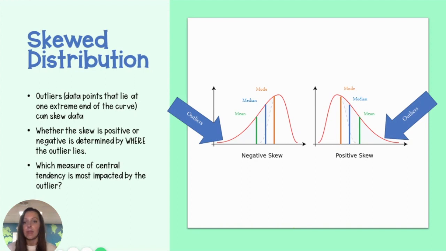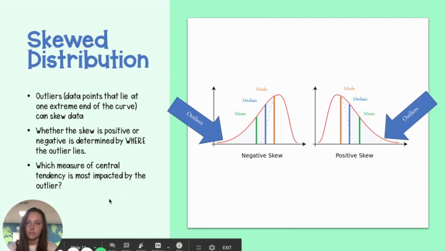That's going to make everything look different. It's going to skew everything. So it's either positive or negative depending on where the outliers are. So if you're looking at this, which measure of central tendency is going to be the most impacted? Do you think it's the mean, the median, or the mode?